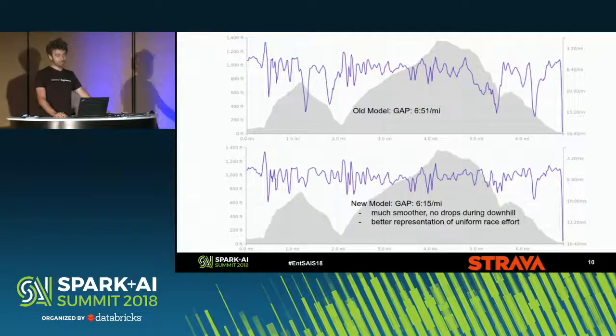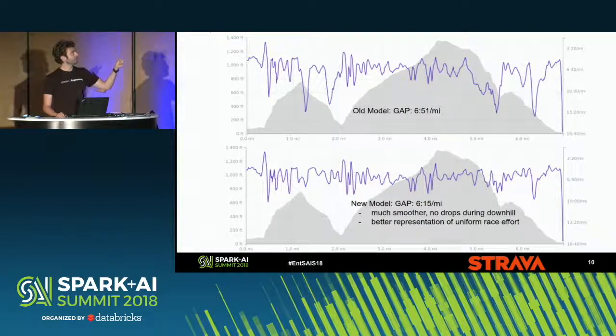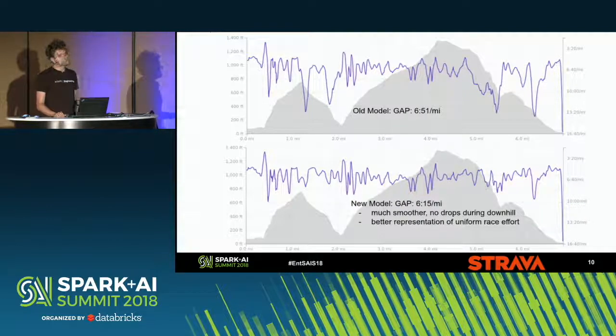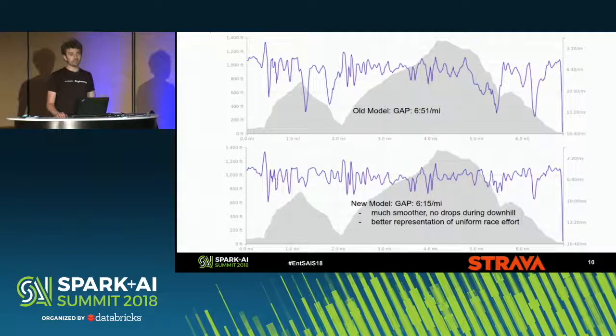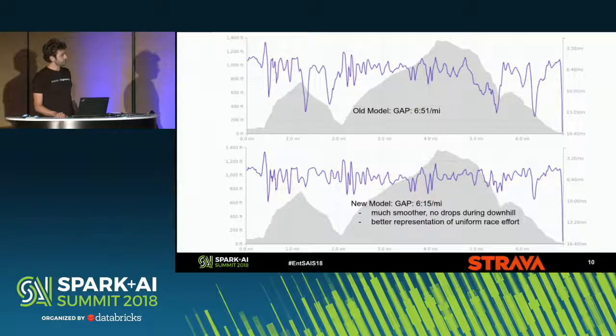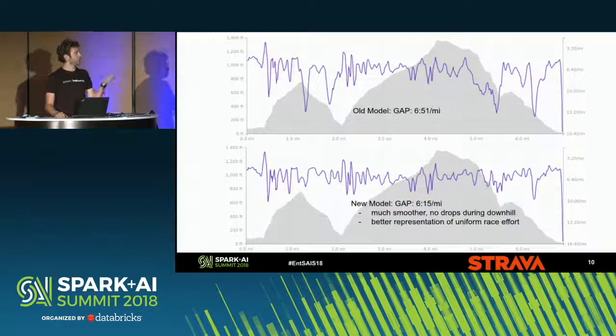And then here's another comparison with stream data, and this is of a race on a really hilly course. You can see that the old model had large drops in pace on the descents, whereas this runner was going all out for the entire run. And so the new model gives a much more uniform pace throughout their race, which tends to be more accurate.